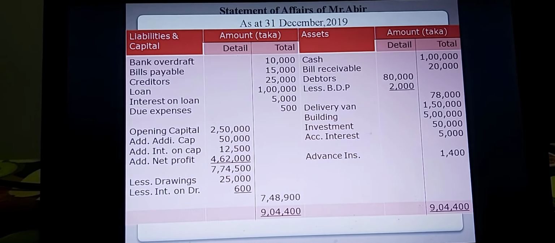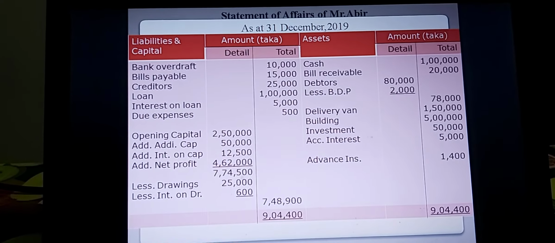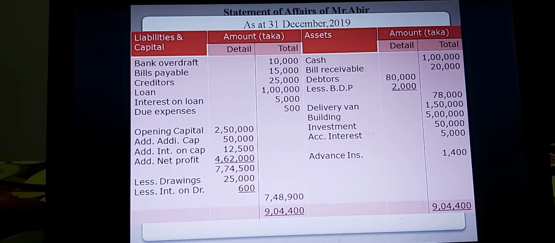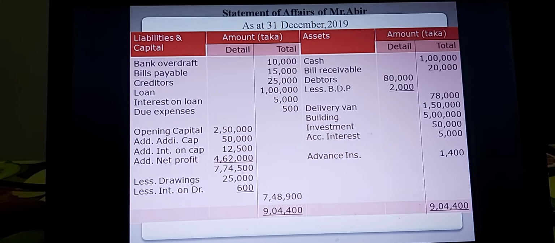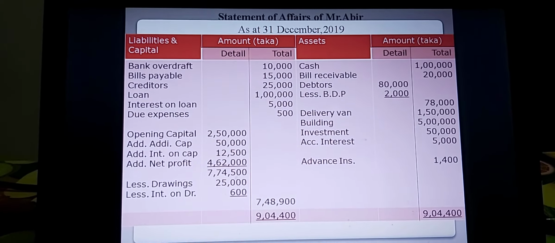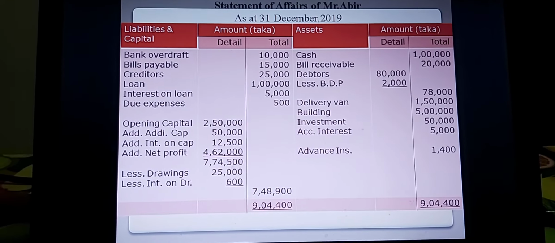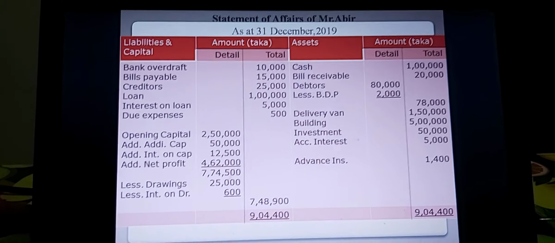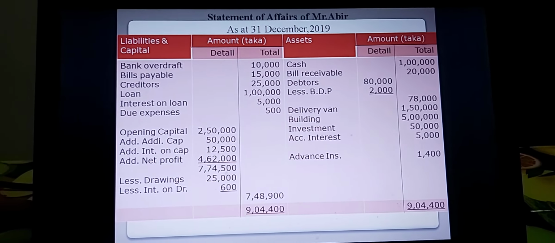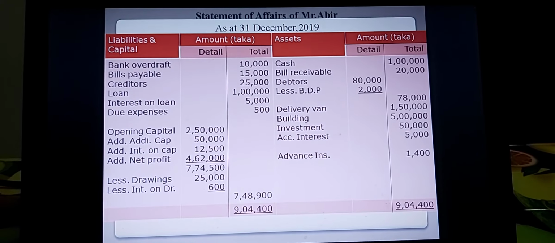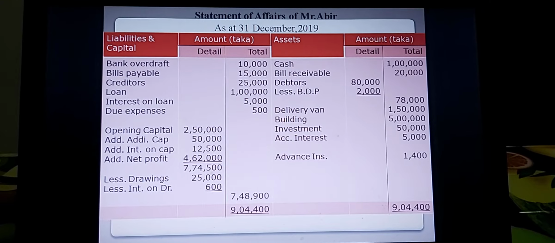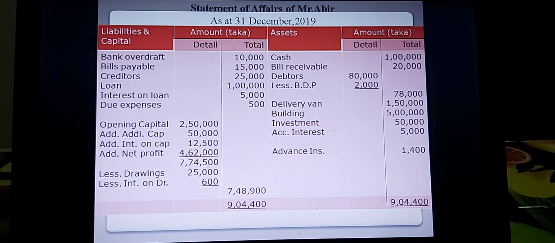Add additional capital from the stem, taka 50,000, to be added with opening capital. Add interest on capital. It is available in other information. Interest on capital already solved, 12,500 in the statement of profit and loss, to be added with opening capital. Add net profit, which is already got from the statement of profit and loss, 4,62,000. Total of capital at this moment 7,74,500.